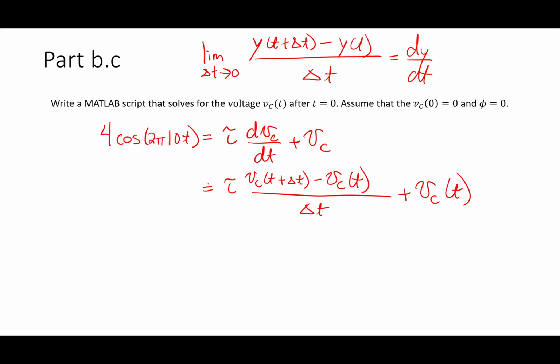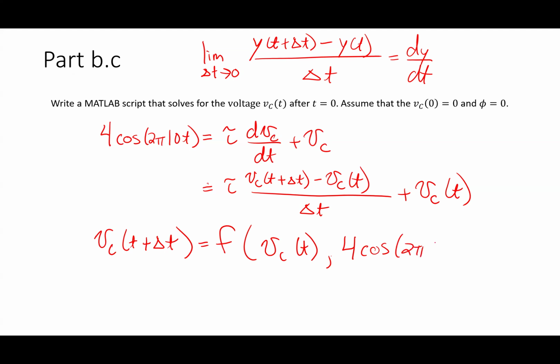What do I solve for? Well, I basically think of this thing as I solve for vc of t plus delta t, which is going to be a function of two things I know, vc of t, and my source voltage, which is 4 cosine 2π10t. Right? So you basically do this thing algebraically, right? And I'm not going to go through this part because you should be able to walk through this. But it basically ends up looking like this.